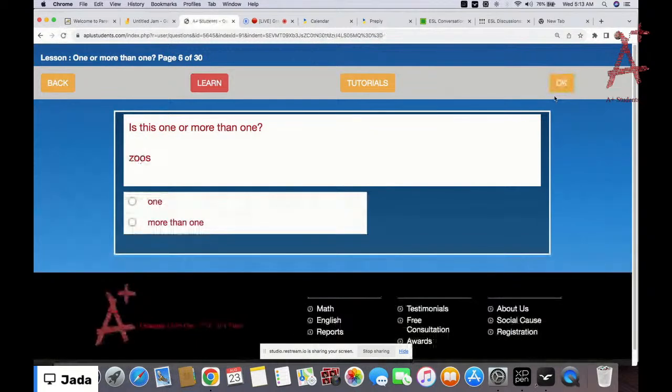So that's it. And now it says zoos with an S. Zoos. That means this is plural. It's naming more than one zoo. It's not just naming one zoo, it's naming more than one. Okay? So we have more than one.